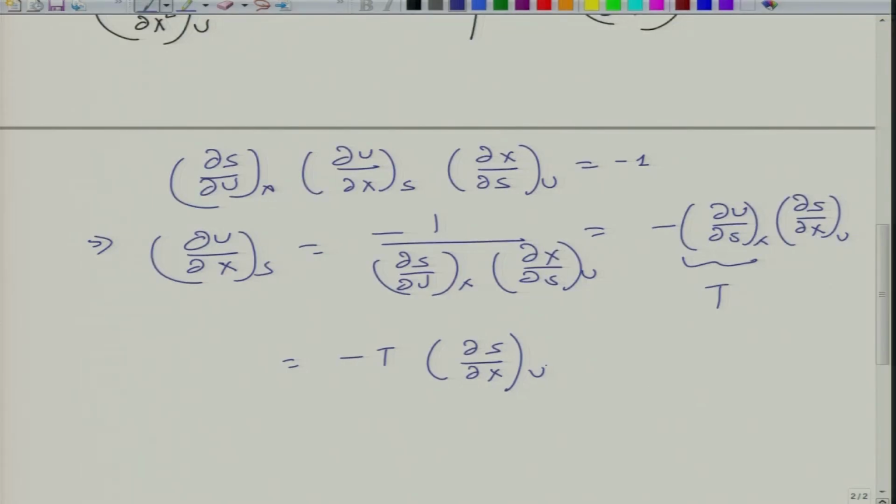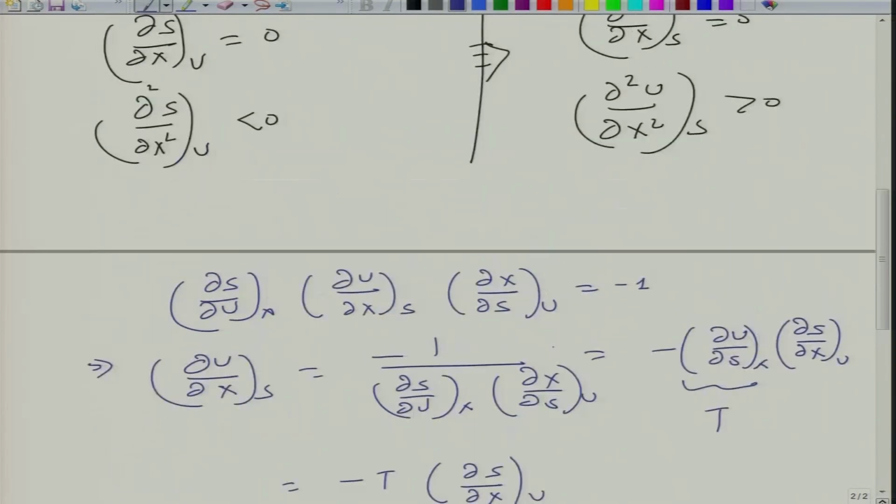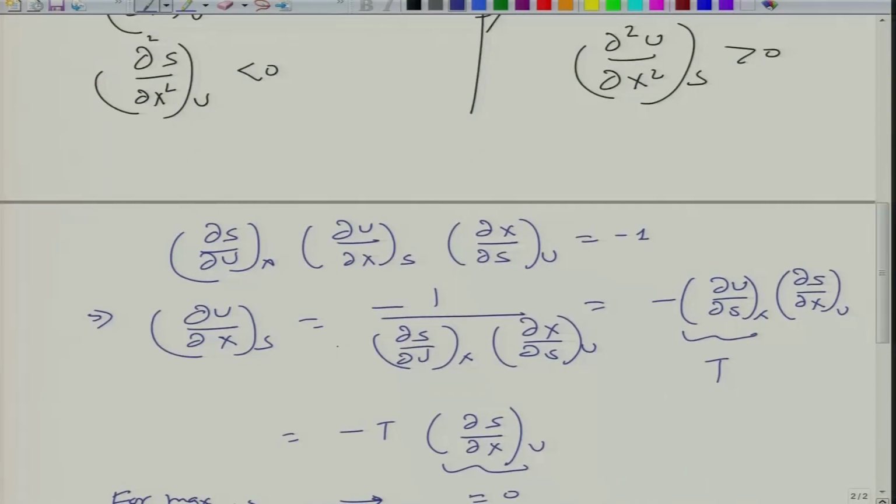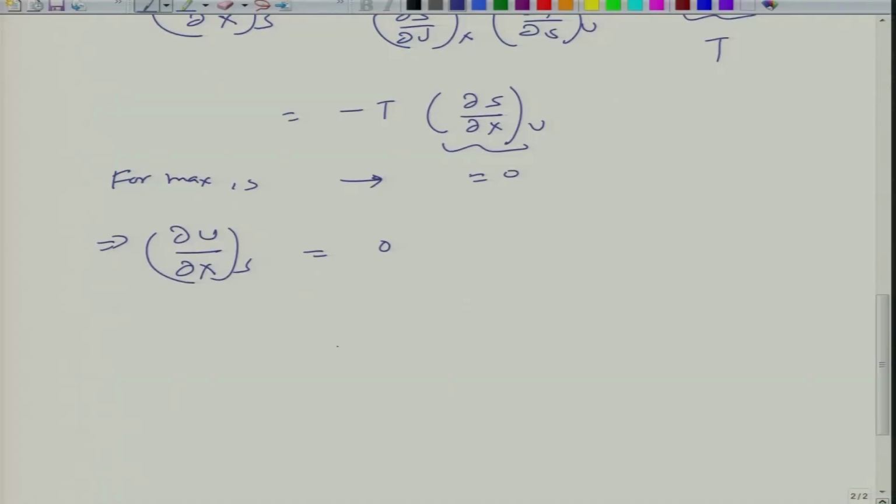Now, for maximum entropy, or in general for equilibrium, del S by del x at constant U should be equal to 0. So, at maximum x, this should be 0, which essentially means del U by del x at constant S should also be equal to 0. We are trying to get the equivalence of these two different relations, both equivalent. So, for a given S, U should be minimum, or vice versa. And we are talking about unconstrained internal variables at this point.